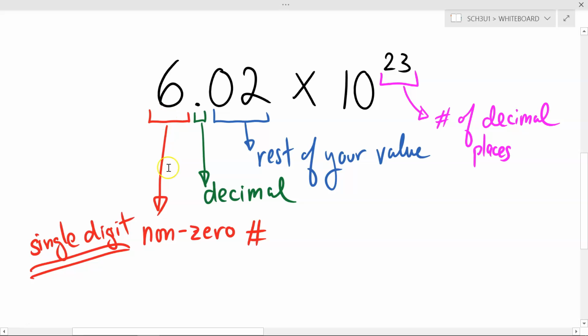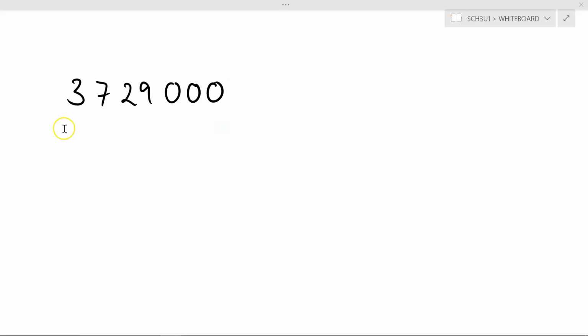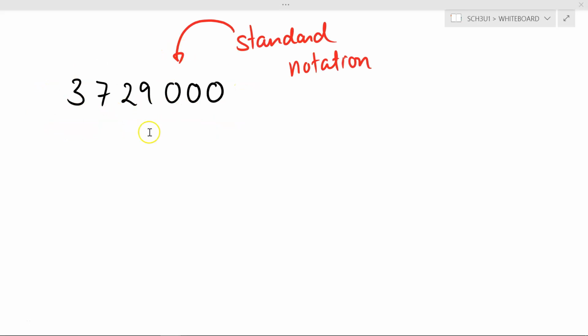Now, this single digit cannot be a 0. That's the whole point of scientific notation, to get rid of the zeros. So it is a non-zero value, followed by the decimal point, and then the rest of your number, whatever the value happens to be. Then it goes times 10 to the power of however many decimal places we need to move it. So how we write numbers normally is called standard notation. But as we saw previously, it can get quite big and difficult to use. So let's follow the format for scientific notation.